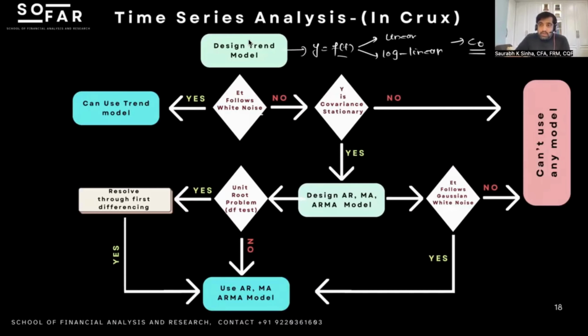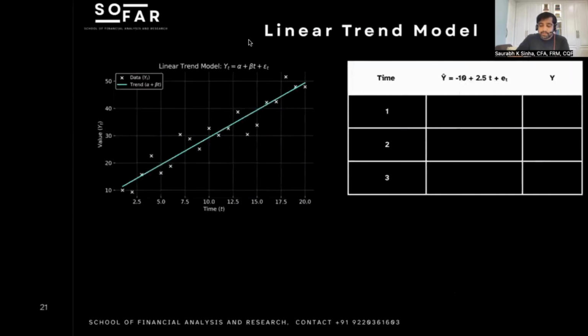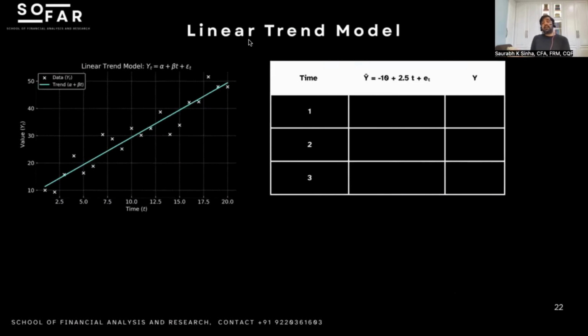Okay. So what are the words that we have to understand? Definitely we have to understand what the trend model, ARMA model, AR model, and MA model are. But we also have to understand the words covariance stationarity, unit root, and first differencing. We'll study these terminologies. Okay, cool. With that, we enter into the first model, the linear trend model.